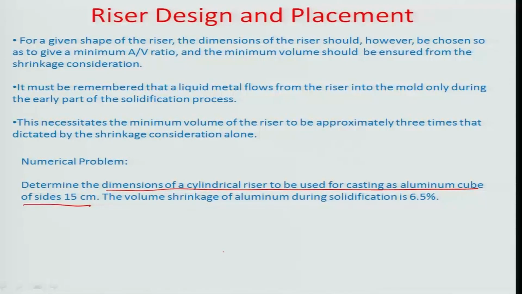The volume shrinkage of the aluminum during solidification was assumed to be 6.5%, and then we step by step tried to figure out how to get the optimum V by A condition corresponding to the solidification of the riser, the time of solidification of the riser being greater than the time of solidification of the actual melt which is in the cast itself or the molding cavity itself. So, in that context we did a few things which I would like to just repeat for the sake of recall before we go ahead into the finalization of the design.